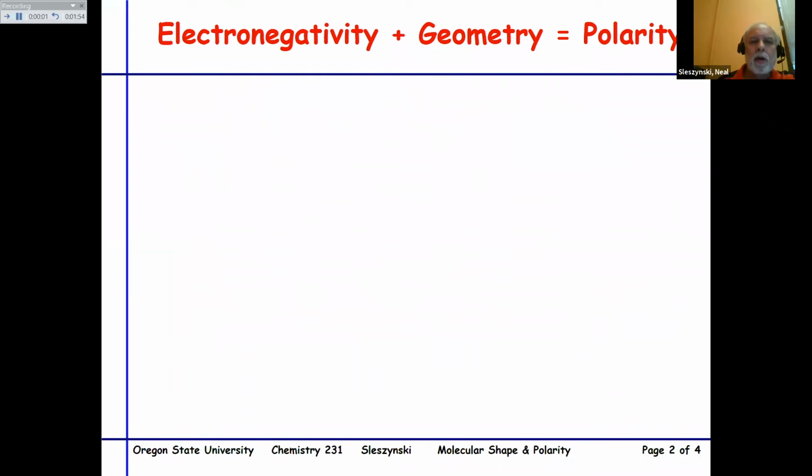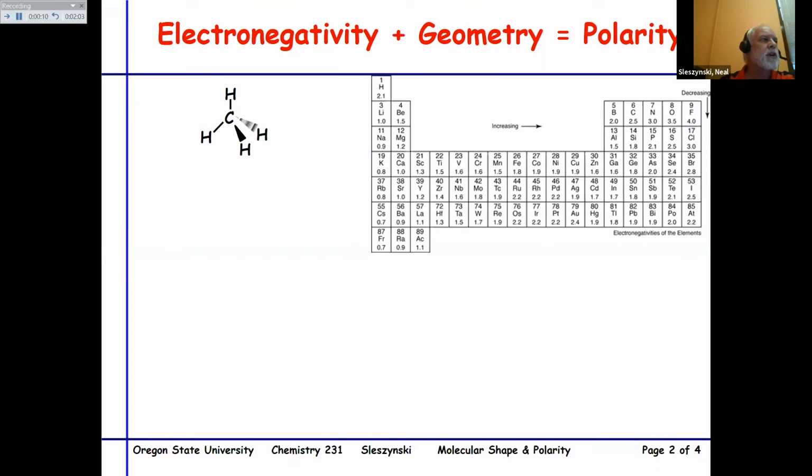Well, let's take a look at how electronegativity and geometry are going to play into the concept of molecular polarity. Let's go ahead and start out with a simple molecule like methane. And for convenience, I've thrown up a chart here reminding us of the relationship of the position of an element in the periodic table and its electronegativity value.